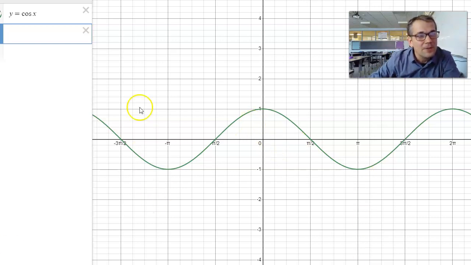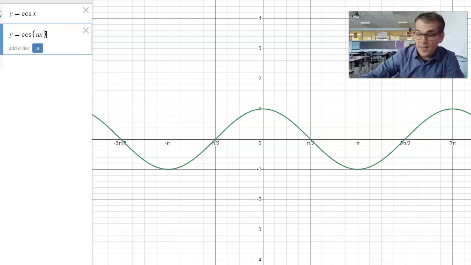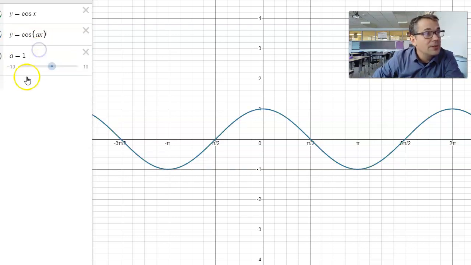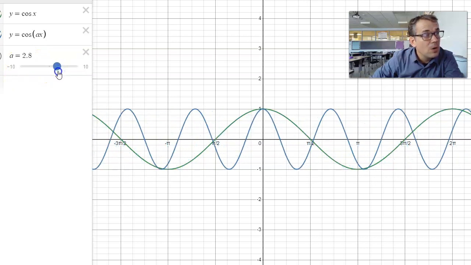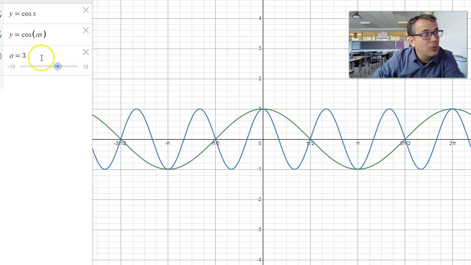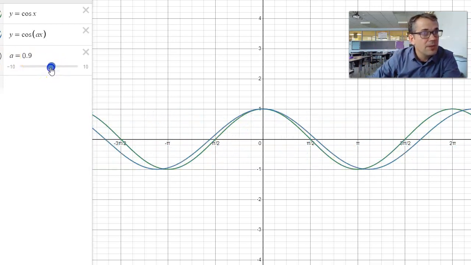Here's a beautiful graph of y equals cosine of x, and I'm going to briefly type in one of those great sliders that I can do and add a slider. And you're going to notice that as I let a, say for example, equal 3, whoa, that blue graph, the period's going to change. It's going to change how often it does stuff. If I go this way with it, the period changes.